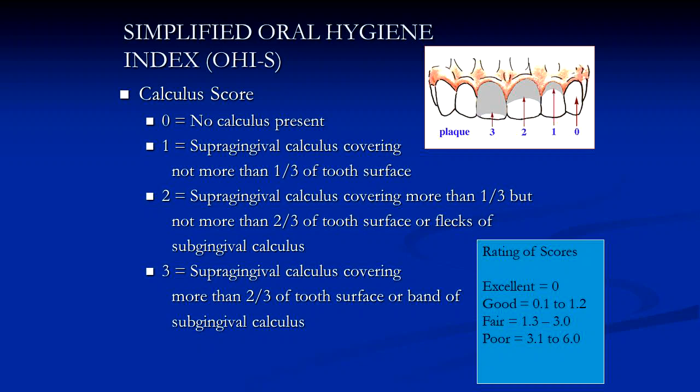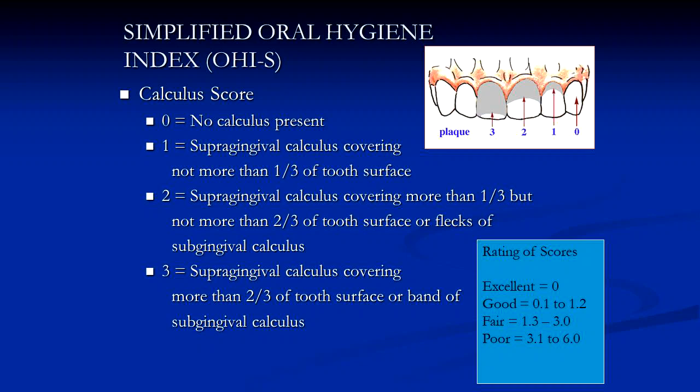And then let's say you did an OHIS for 10 people. So 10 people would have a mouth score. Then you would take the mouth scores of those 10 people and average them together. And then you would get an overall community score for those 10 people. And you can see the rating of the scores in the bottom right box there.